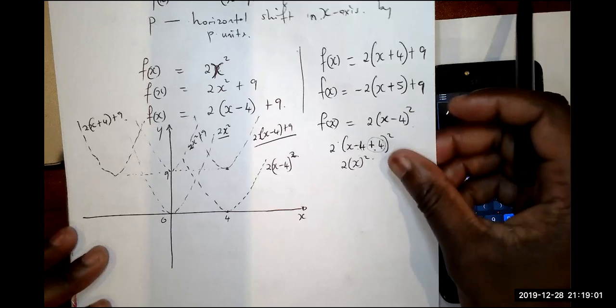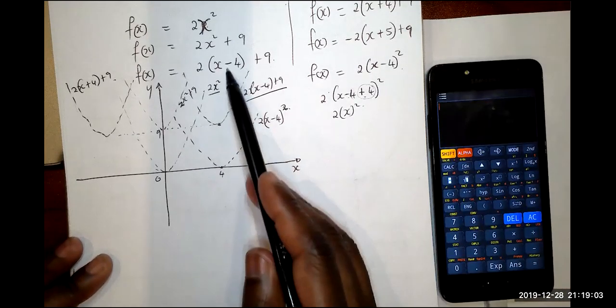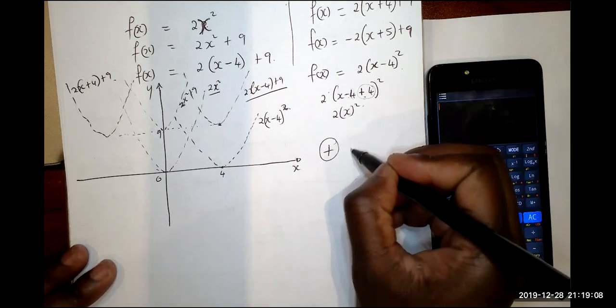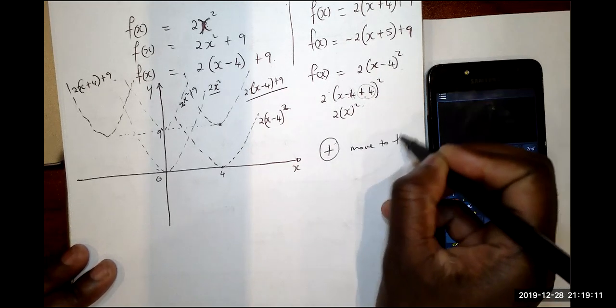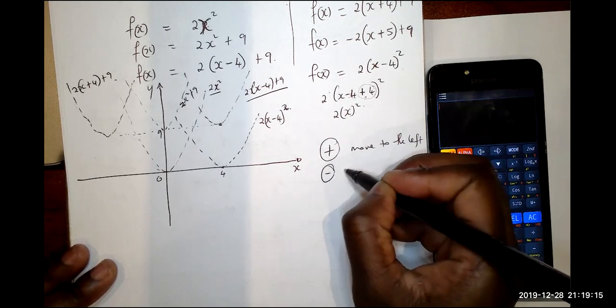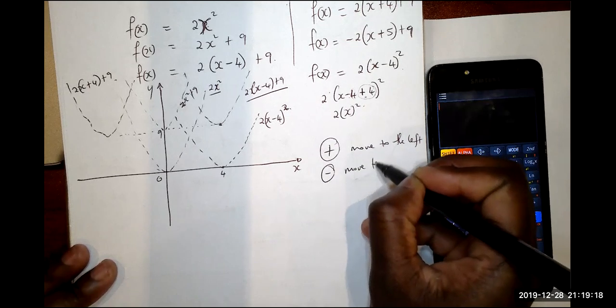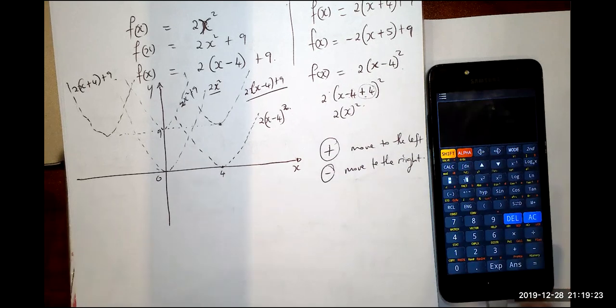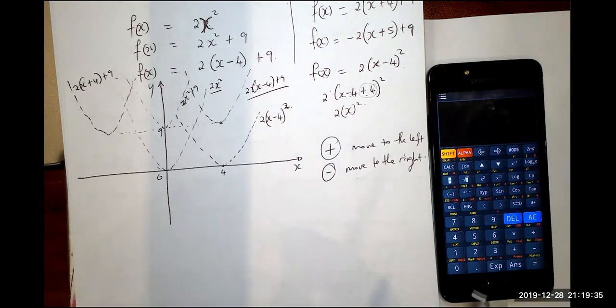Okay, so just remember that whenever you have plus, move left; negative, move right. That's what you just need to remember: when it's plus, we are moving to the left. When it's minus, I'm moving to the right. Okay, so let's see what's next there.